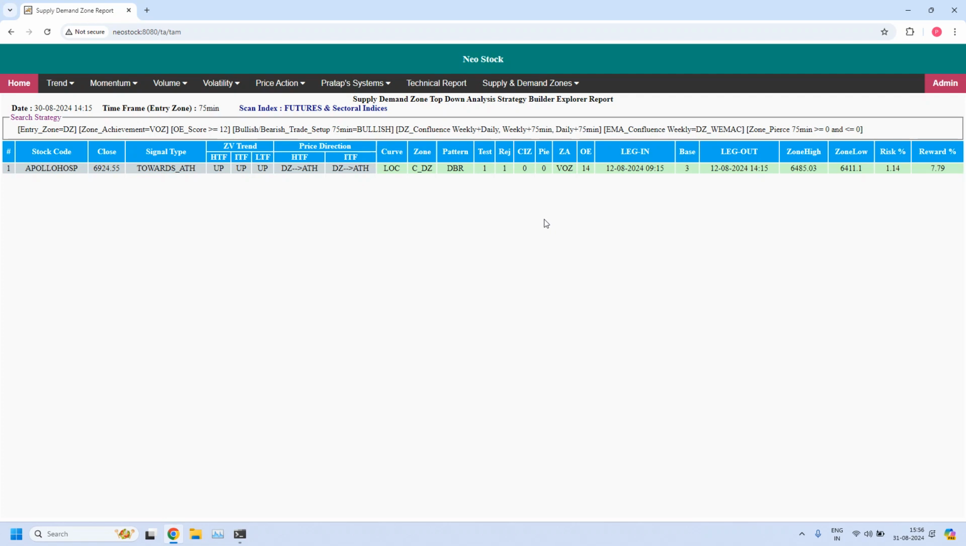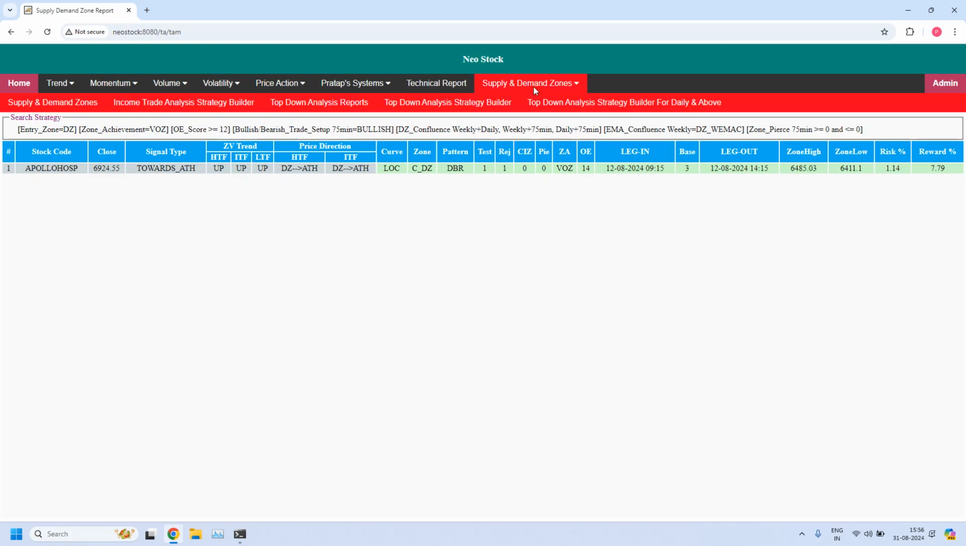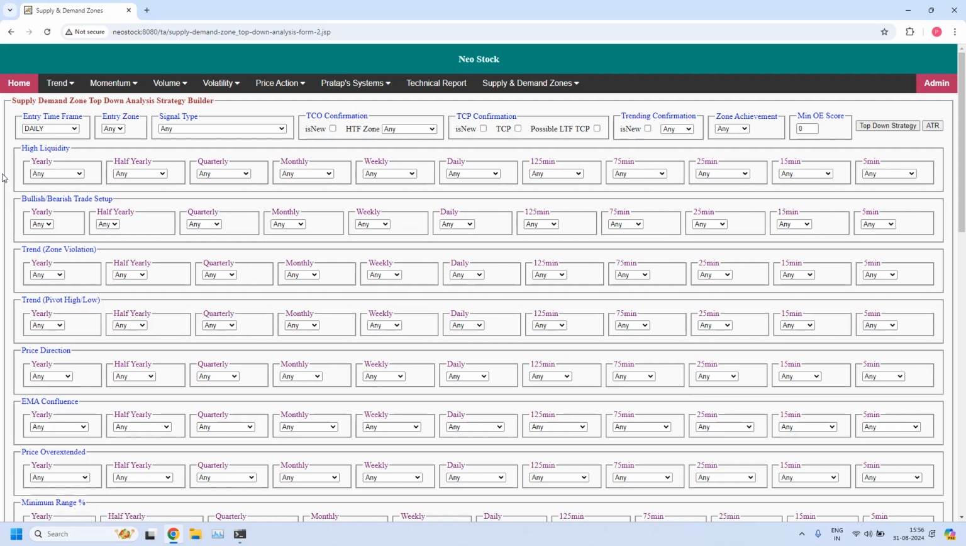So this is about bullish trade setup for weekly income trade. Next, bearish trade setup for weekly income trade. Entry time frame is 75 minutes. Entry zone is supply zone. In bullish or bearish trade setup at 75 minutes, I am selecting bearish.